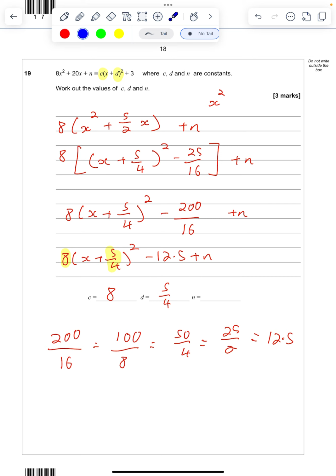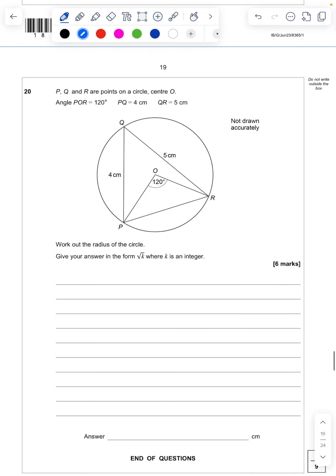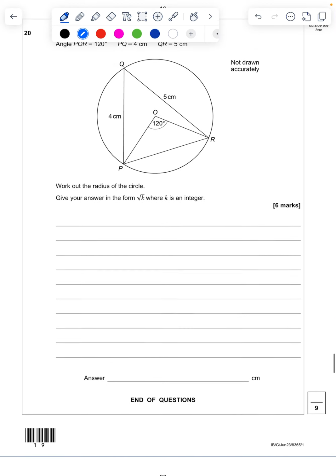So this plus 3 here, let's do a different colour. This must be equal to this over here. That's your number part. So we can go and create an equation here and say you've got minus 12.5 plus n must be equal to 3. And then add on that 12.5, so n must be equal to 15.5. And they are going to be my 3 values. Okay, so that should be it. Check the mark scheme. So 8, 5 over 4, and 15.5. Good. And my iPad is now not lagging, which is even better.